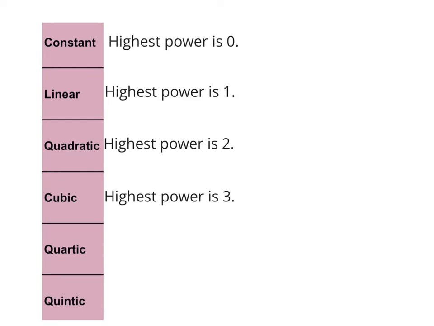Cubic is when the highest power is 3. So, keeping it simple here, 3x cubed is a cubic polynomial. The highest power is 3. I understand it's not very long. We could keep going if we wanted to, minus 6x plus 2. You don't even have to have an x squared in there. You can skip around. But the highest power of x is 3.